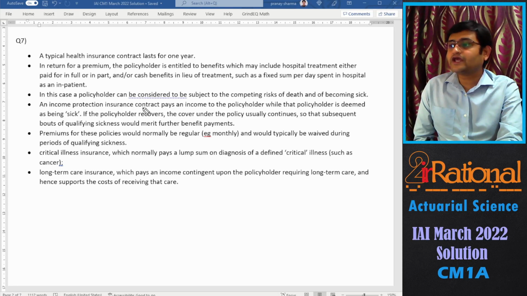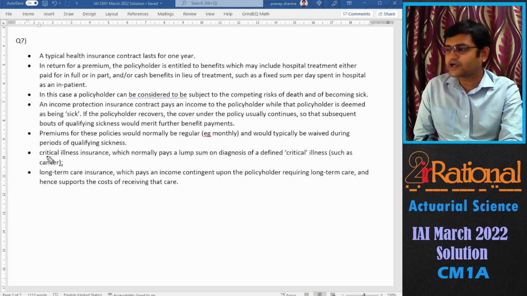An income protection insurance contract pays an income to the policyholder while that policyholder is deemed as being sick. If the policyholder recovers, the cover under the policy usually continues so that a subsequent bout of qualifying sickness would merit further benefit payments. Premiums for these policies would normally be regular, that is monthly, and would typically be waived during periods of qualifying sickness. So this was the income protection insurance contract.